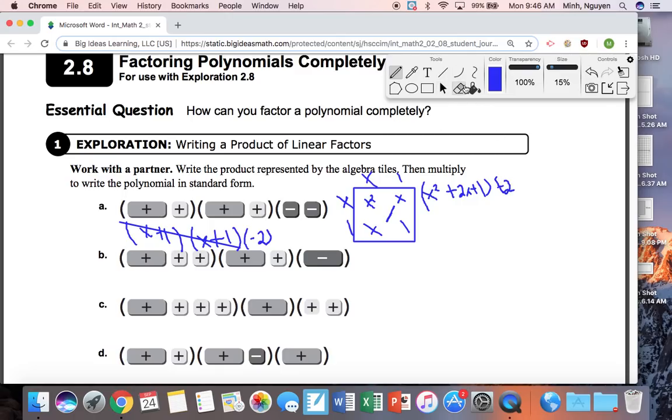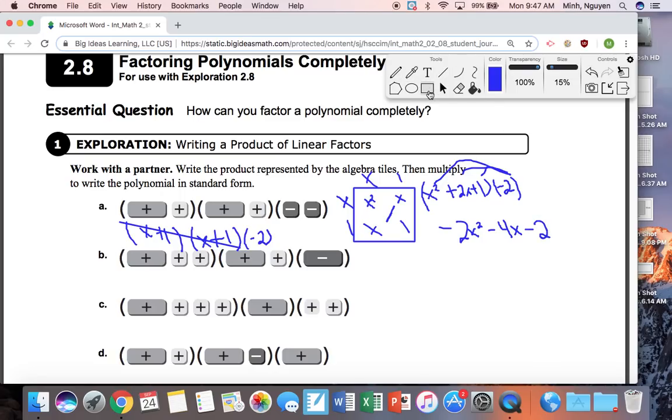In this case, that will look like this. I just multiply everything by negative 2. So I could say negative 2x squared, minus 4x, since 2 times negative 2 is negative 4, and negative 2 times 1 is negative 2.